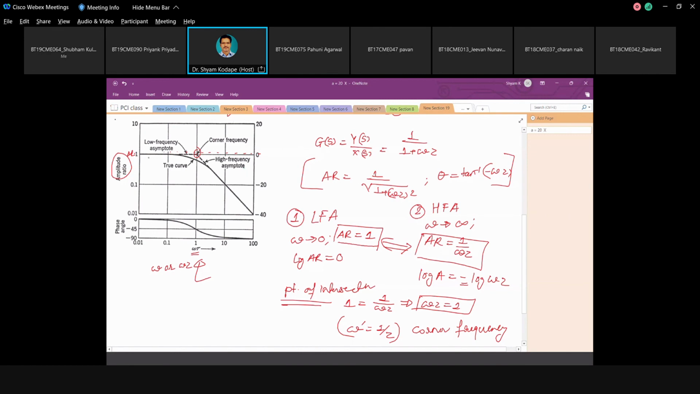So this is the low frequency asymptote, this is the high frequency asymptote, and this is the corner frequency we can represent. Now, how can you calculate theta? Theta is equal to tan inverse of minus omega tau. So I will plot omega tau and the value of theta in this fashion.